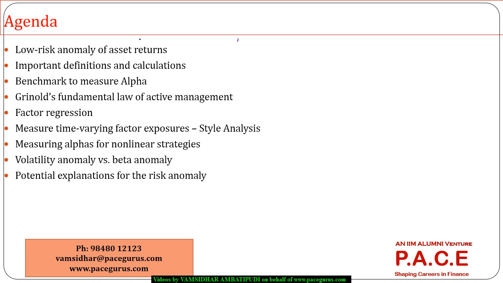We have something called the low risk anomaly. So, we talk about low risk security means less returns, high risk, high expected return. So there is something anomalous to this statement. We want to talk about that anomaly per se.